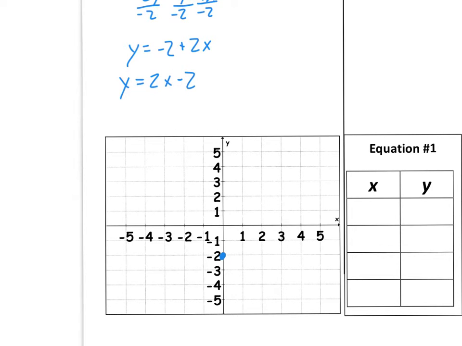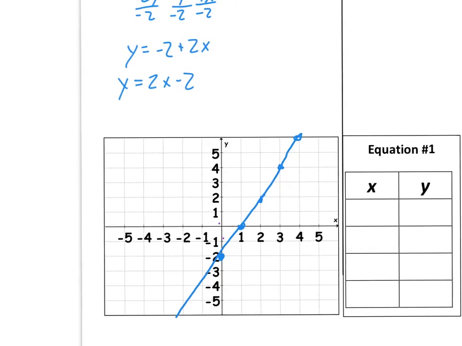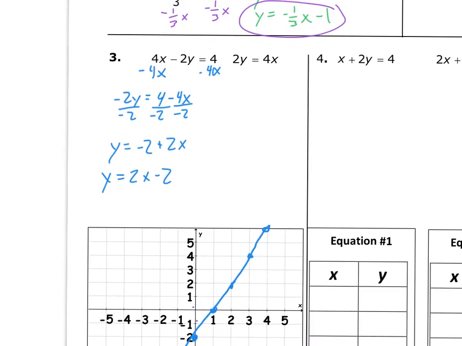Well, a slope of 2 is the same thing as a slope of 2 over 1, so I'm going to go up 2, and then over 1 to get my next point. I'm going to keep doing that to get the rest of the points for my line. So now whenever I connect these points to make my line, there's my first one. So now I need to put the second one in y equals form.